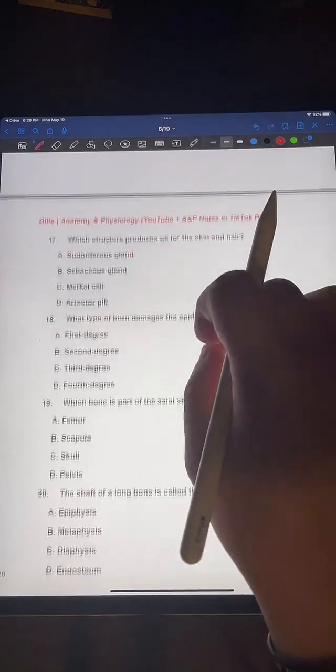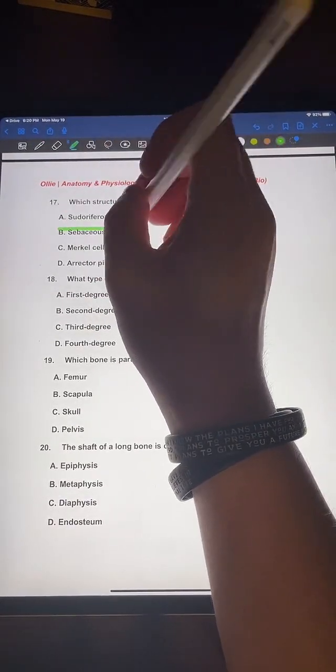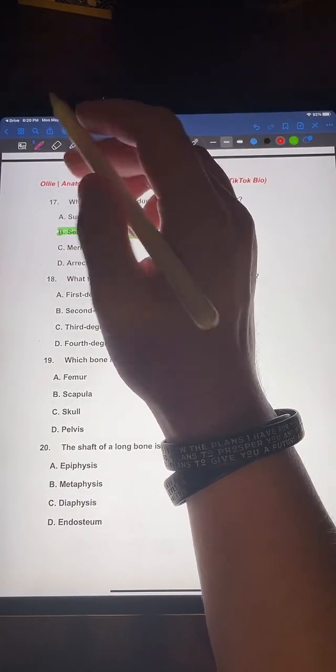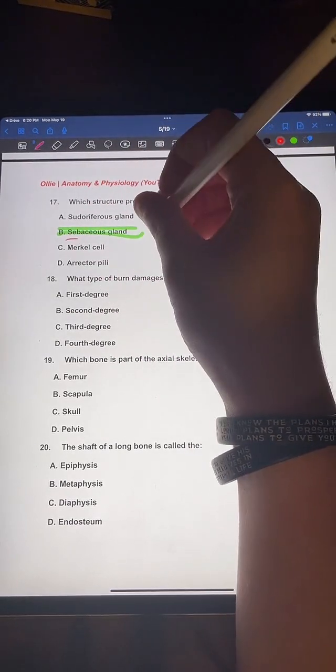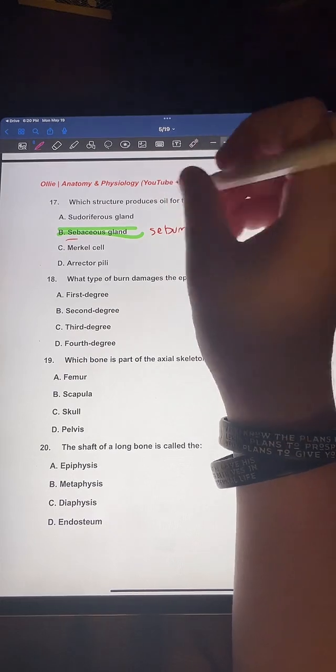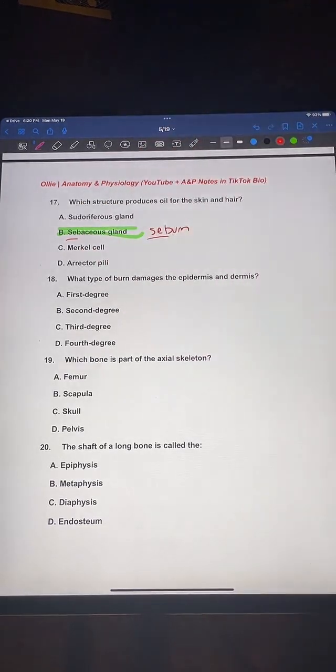The answer to number 17 is B. It is sebaceous glands, thinking SEB, sebum, oil, SEB, that's how I remember those. Sudoriferous, that's sweat. Merkel is a sensory cell, and erector pili is that smooth muscle that causes our goosebumps.